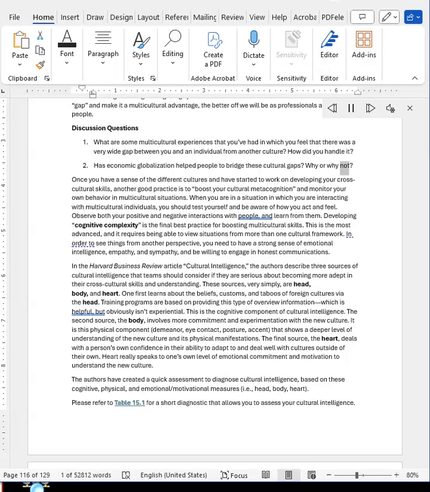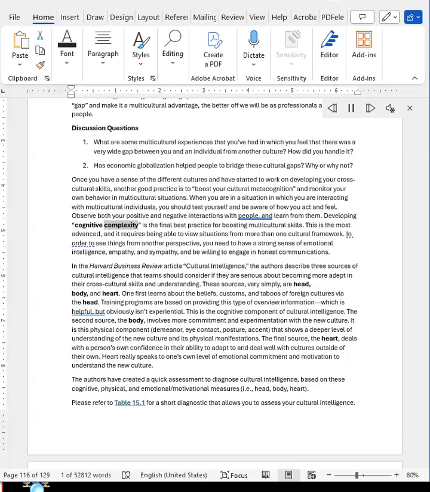Why or why not? Once you have a sense of the different cultures and have started to work on developing your cross-cultural skills, another good practice is to boost your cultural metacognition and monitor your own behavior in multicultural situations. When you are in a situation in which you are interacting with multicultural individuals, you should test yourself and be aware of how you act and feel. Observe both your positive and negative interactions with people and learn from them.